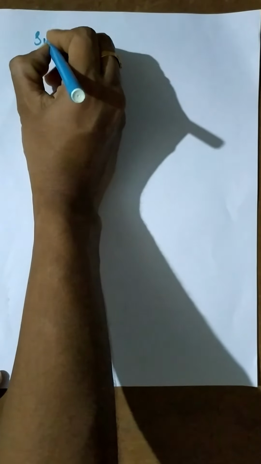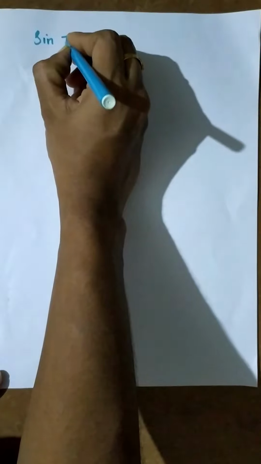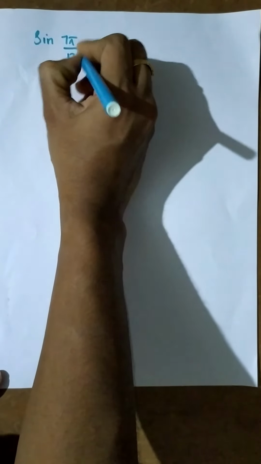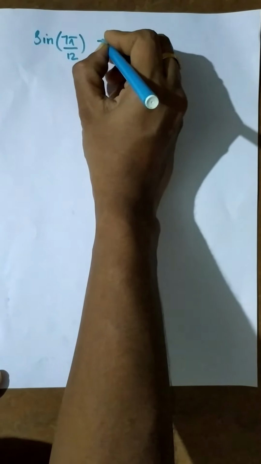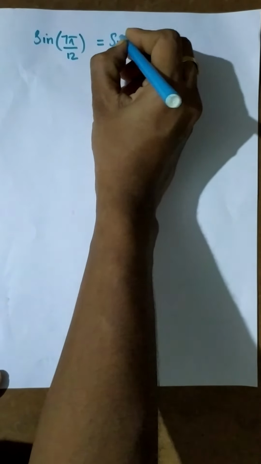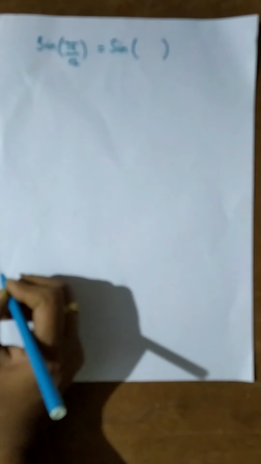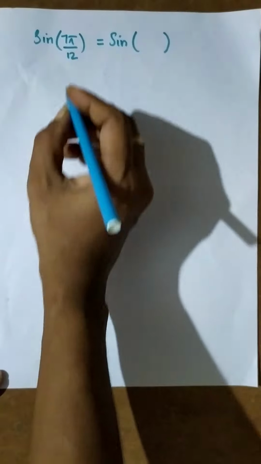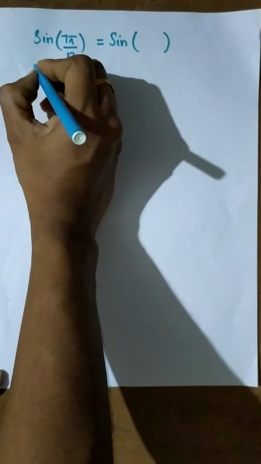Let us solve the problem sine 7 pi over 12. That can be written as sine. We have to write the 7 pi over 12 as the sum of two terms in order to apply the formula sine A plus B.